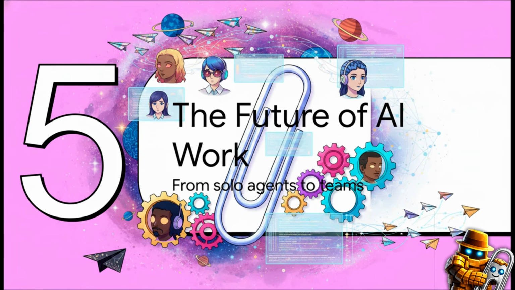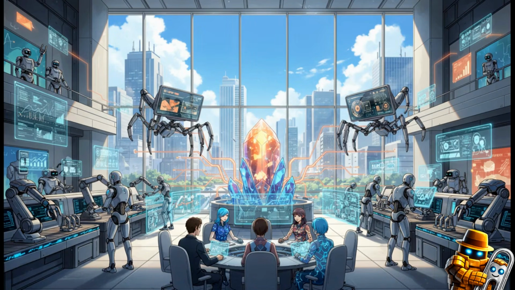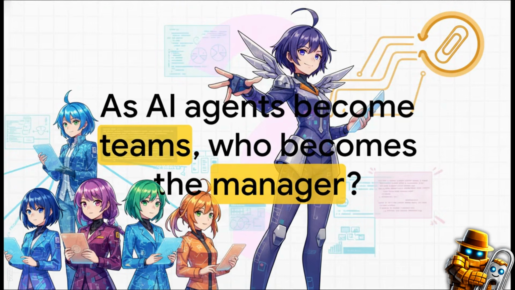Okay, for our last section, let's just zoom out for a second. Because a tool like Paperclip is really pointing to a bigger shift in how we think about AI at work. We're moving beyond these solo, siloed agents and into an era of fully coordinated AI teams. And this tagline, wow, it really captures the whole vision, doesn't it? Open source orchestration for zero human companies. I mean, that is a bold statement about a future where entire businesses could potentially be run by these autonomous, coordinated AI teams.